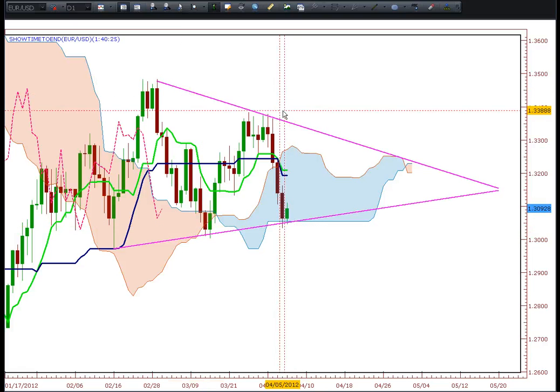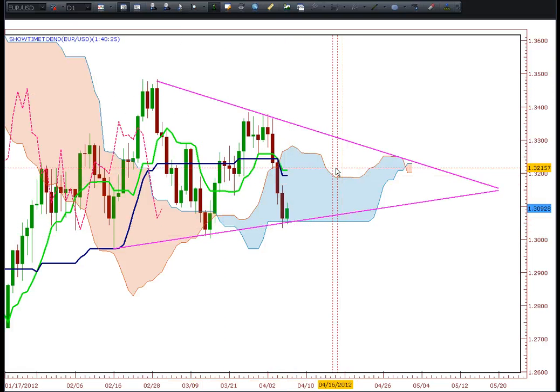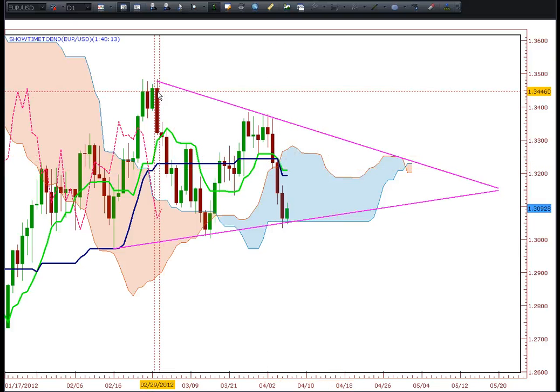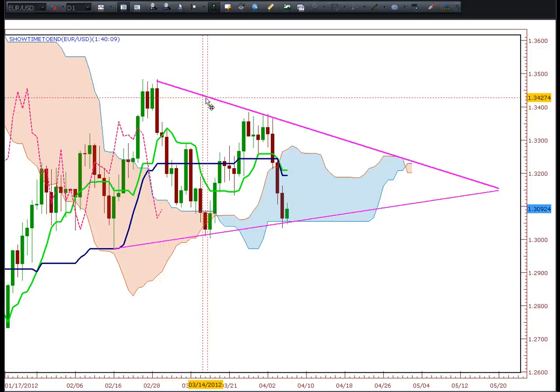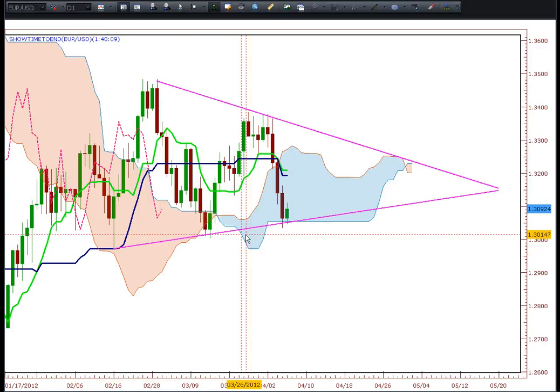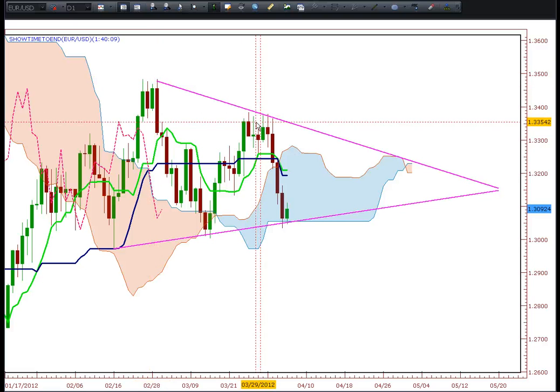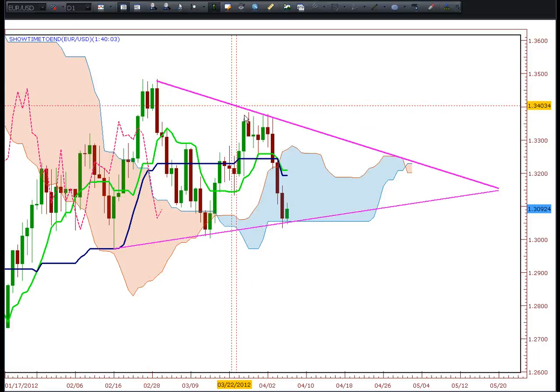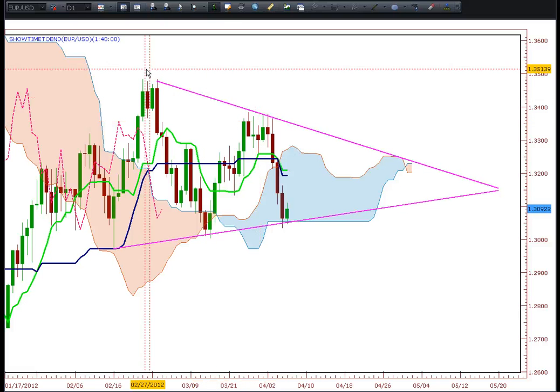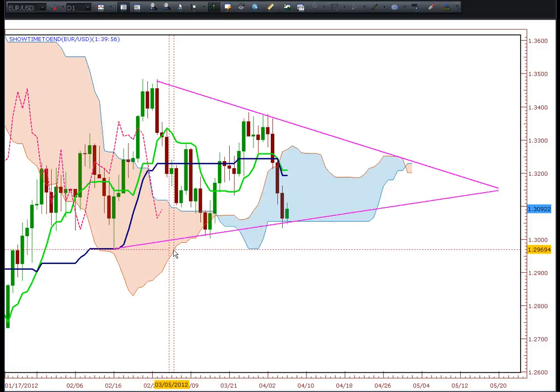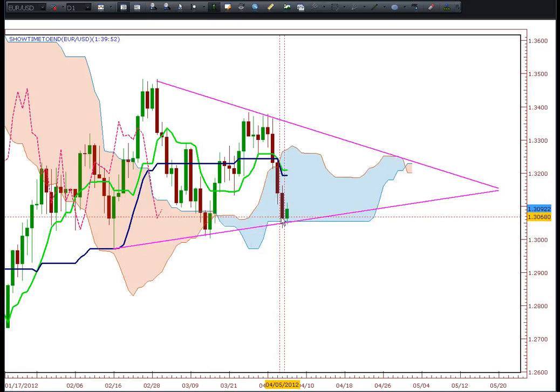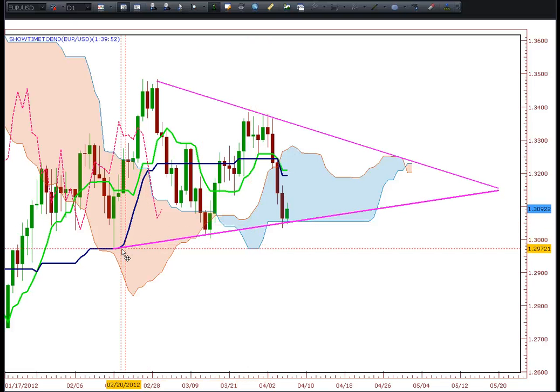These pink lines I drew are called a symmetrical triangle. That's the formation that has developed, and the reason it's developing is that the market is making lower highs and higher lows. You have this high here, and then this high, which is lower than the previous high, and then you have this low here, and this low, which is higher than this low, and then this low is higher than that low. So the market made lower highs and higher lows.